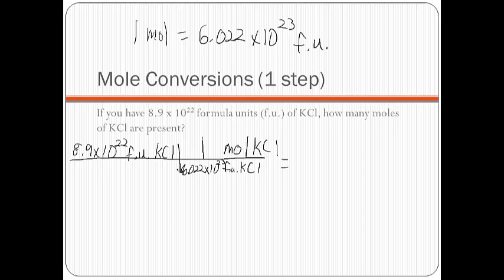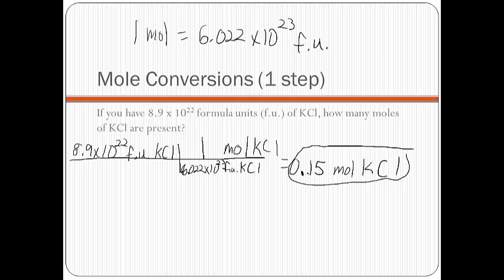Now this is usually the type of problem where students mess up with their calculators and scientific notation. This is usually where I see it. The answer to this should be 0.15 moles of KCl. If you got something different than this and you have these numbers, you probably put in your calculator wrong. Call me over, I'll help you out.